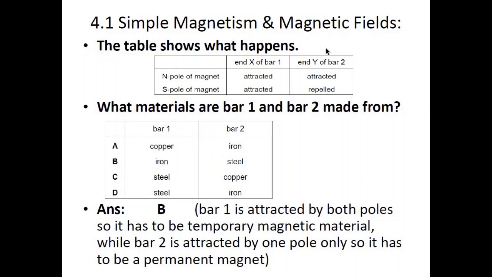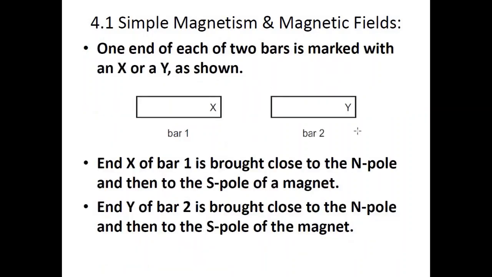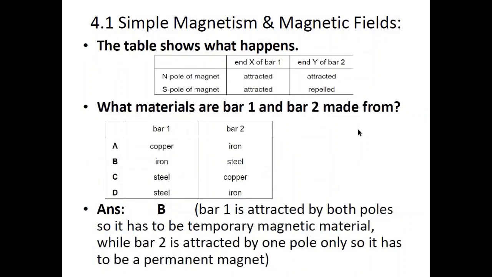Let's just check for bar 2 as well. Now it says that bar 2 was attracted to the north pole of a magnet, but it repelled the south pole of a magnet. That means it should have the properties of a permanent magnet itself. It basically means bar 2 is a permanent magnet. Out of these, iron is not a permanent magnet, neither is copper, only steel can be made into a permanent magnet. So that means our option number B is the correct answer.